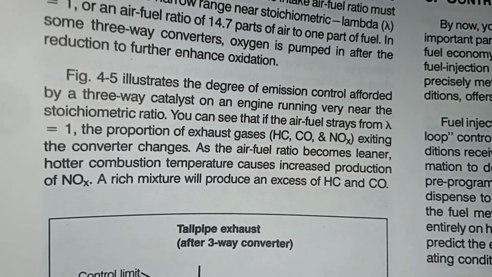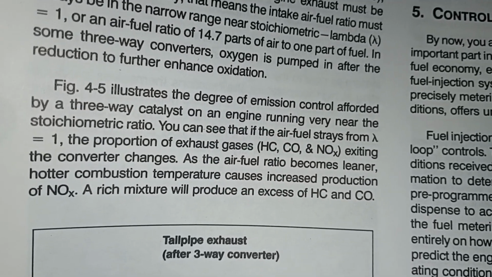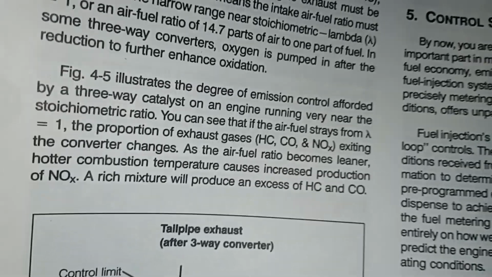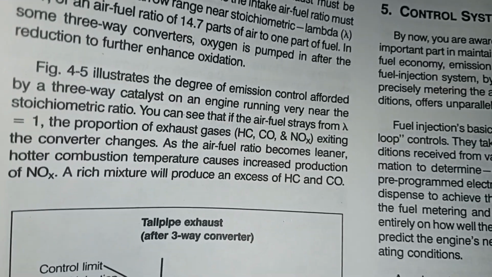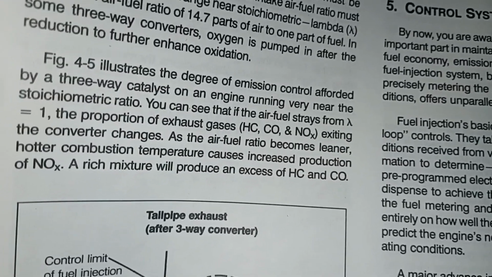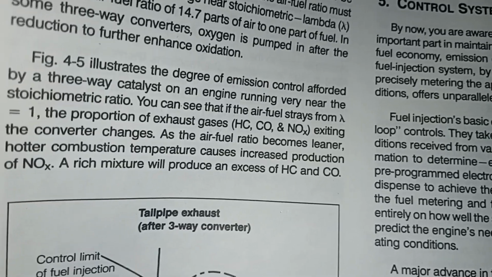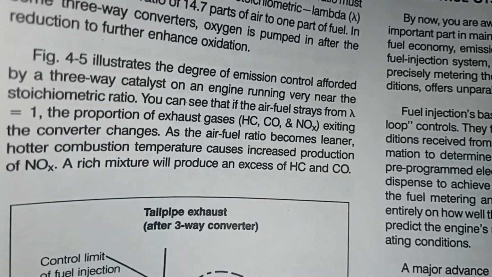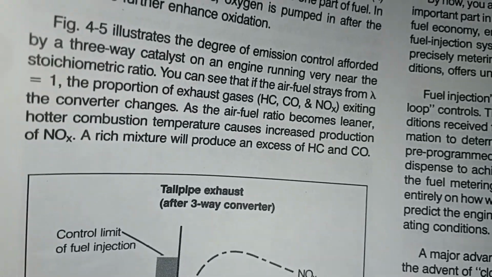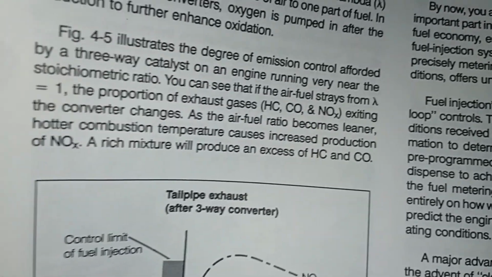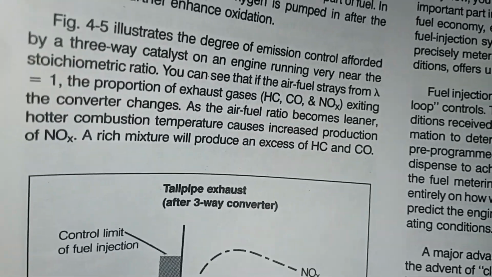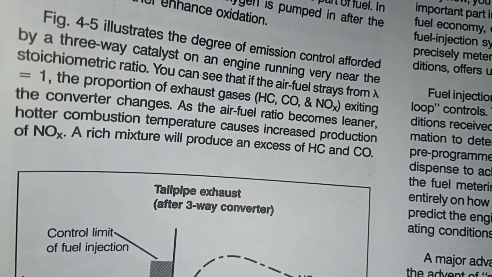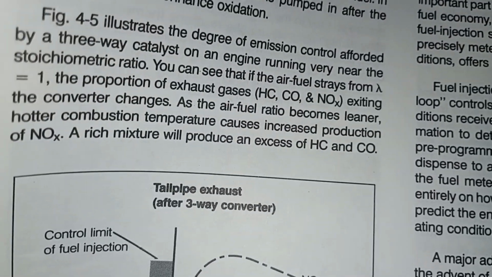Figure 5.1 illustrates the degree of emission control afforded by a three-way catalyst on an engine running very near the stoichiometric ratio. You can see that if the air-fuel ratio strays from lambda equals 1, the proportion of exhaust gases, hydrocarbon, carbon monoxide, and nitrogen oxide, exiting the converter changes. As the fuel-air ratio becomes leaner, hotter combustion temperatures cause increased production of nitrogen oxide. A rich mixture will produce an excess of hydrocarbons and carbon monoxide.